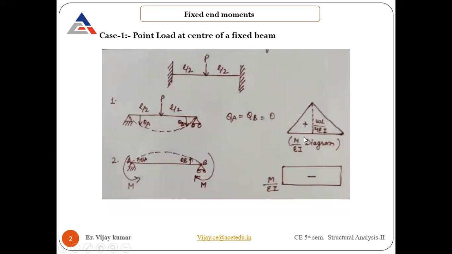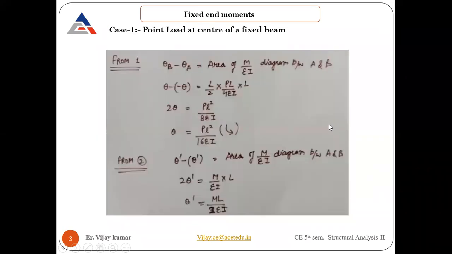What will be the area? Half height into base. So half into PL by 4EI into L. That will be the area of the triangle. So it's a 1 by 2 into PL by 4EI into L. So 2 theta is equal to PL square by 8EI. After solving it, you will get theta is equal to PL square by 16EI.